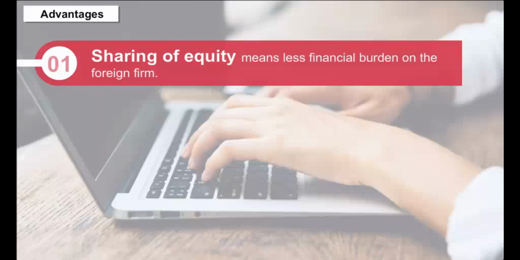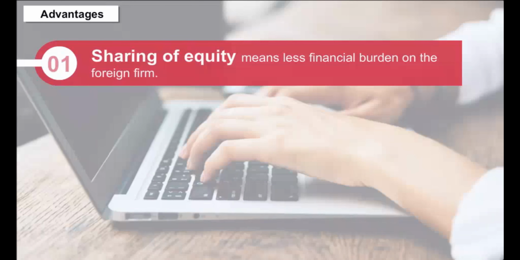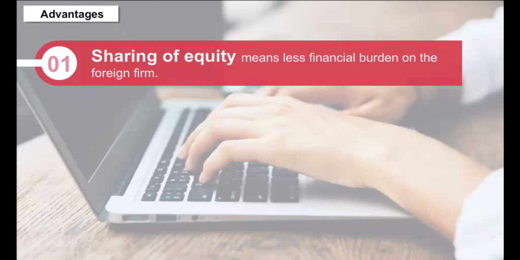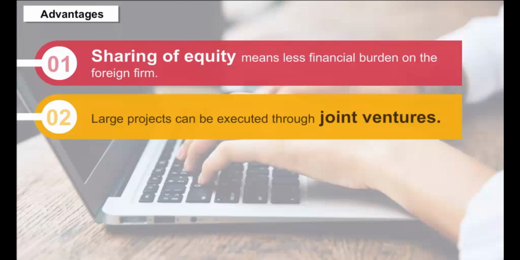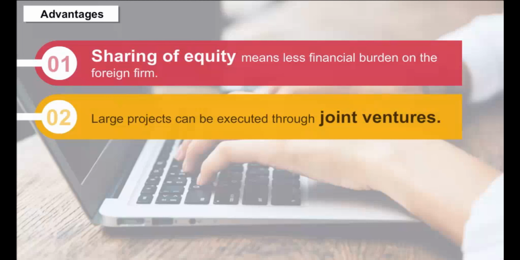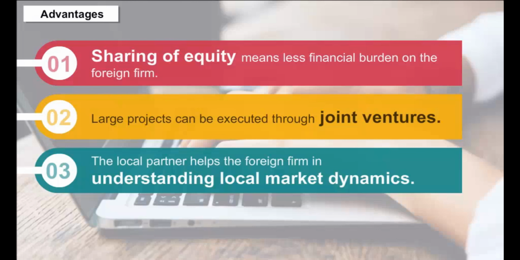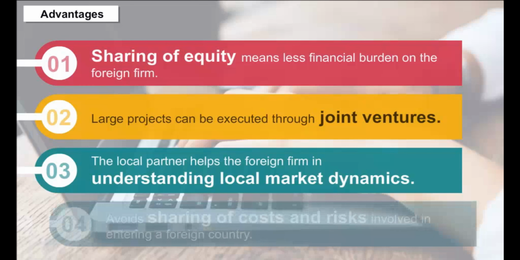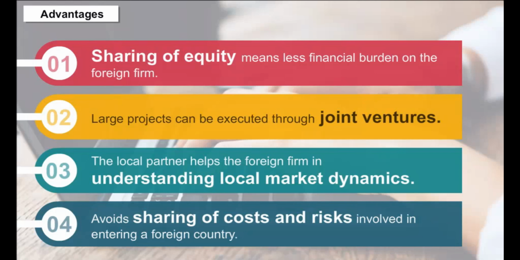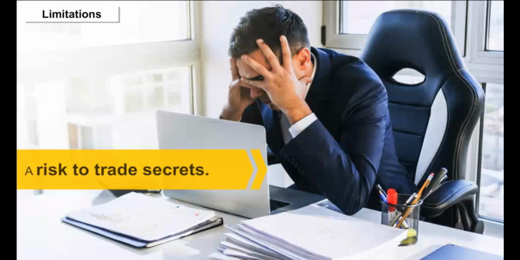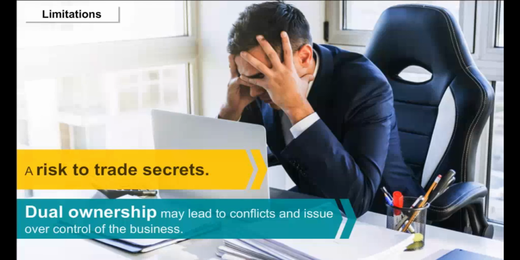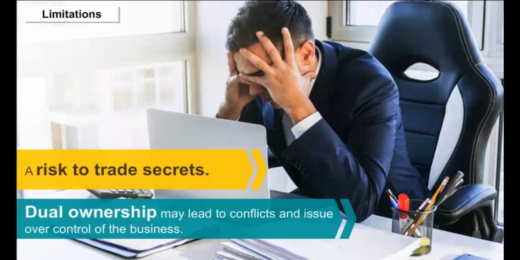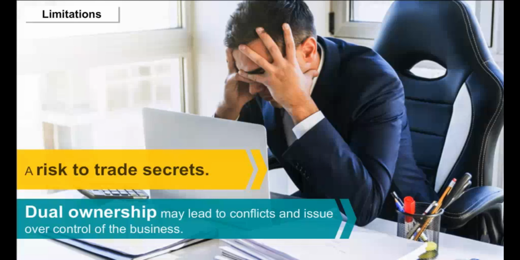Advantages. Sharing of equity means less financial burden on the foreign firm. Large projects can be executed through joint ventures. The local partner helps the foreign firm in understanding local market dynamics. Avoids sharing of costs and risks involved in entering a foreign country. Limitation. A risk to trade secrets. Dual ownership may lead to conflicts and issue over control of the business.